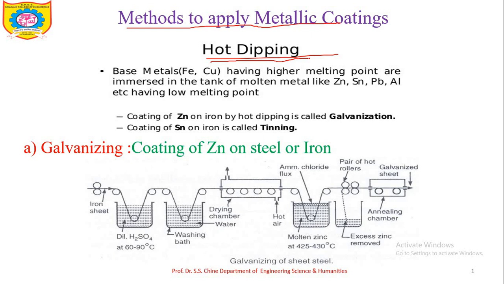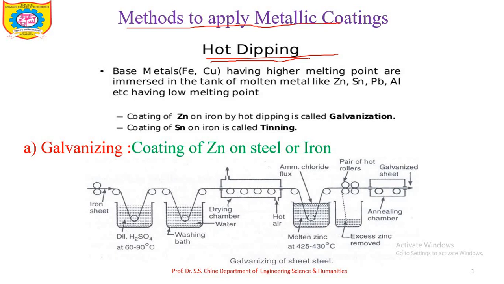Okay. Now the base metals such as iron or copper, which have a higher melting point, are immersed in a tank of molten metals like zinc, tin, lead, aluminium, etc., which have a low melting point. So what does it indicate? The coating metal has a lower melting point than the base metal. Suppose your base metal has a lower melting point than the coating metal, then what happens?